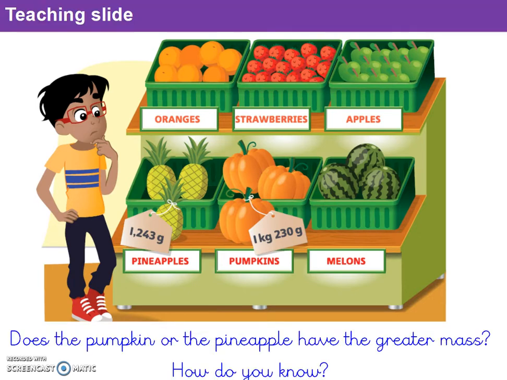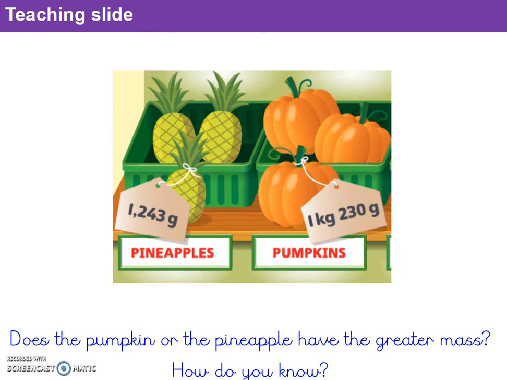So let's begin by looking at question 1a. Does the pumpkin or the pineapple have the greater mass? How do we know? Now with this, we've got two different units that we're trying to compare. We've got the pineapples that weigh 1,243 grams and the pumpkins that weigh 1 kilogram, 230 grams. So we've got two choices here. Are we going to convert the pineapples from grams on their own to kilograms and grams? Or are we going to convert pumpkins from kilograms and grams to grams on their own? Because by converting them so that both the pineapples and the pumpkins are using the same units, it will make it far easier for us to make that comparison.